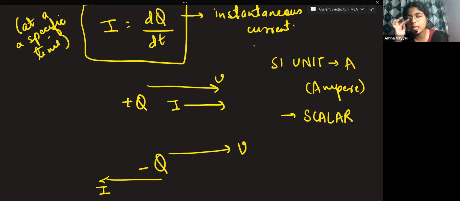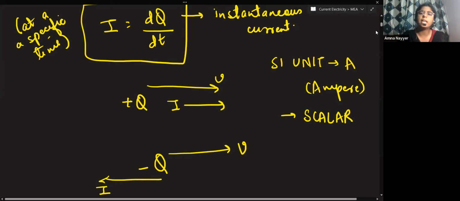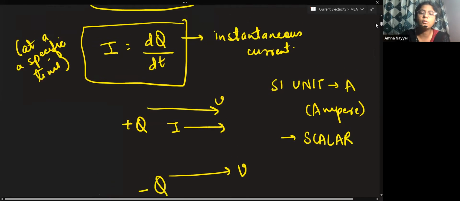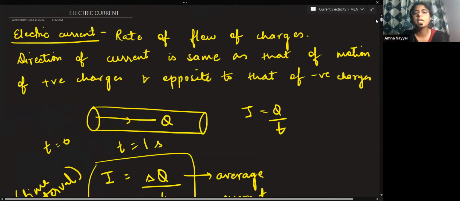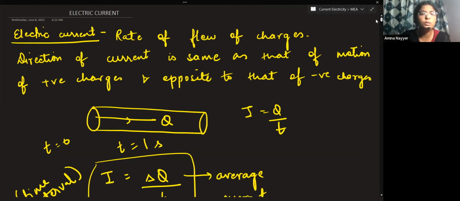So this is the very basic part of electric current. Basically, just remember it is rate of flow of charge. SI unit is coulomb per second, which is known as ampere, and it's a scalar quantity. Direction is same as that of motion for positive charge. It's opposite for a negative charge. So start writing it from here, then we'll do questions on it.